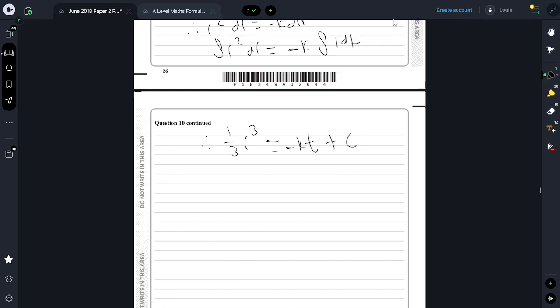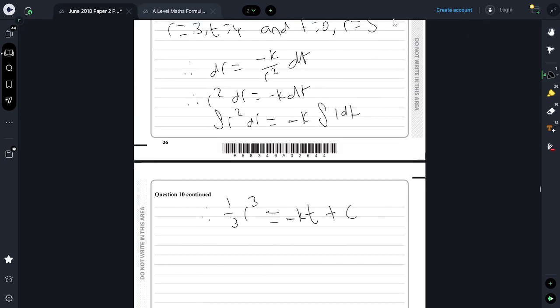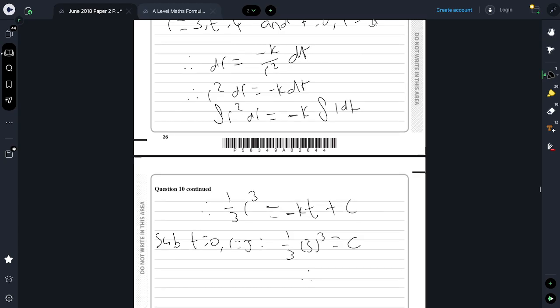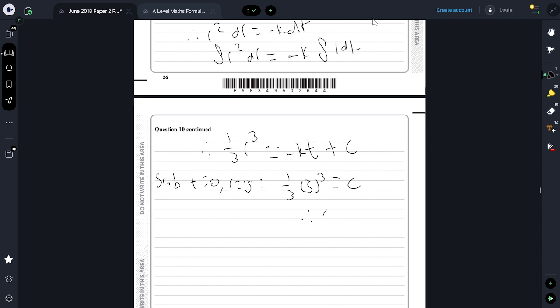Okay. Well, actually, now we can bring that information in. So sub in t equals 0. I think let's start with the easy one, right? At t equals 0, r is 5. So that means a third of 5 cubed equals c, right? Because t goes to 0. So c then is, if we substitute this in the calculator, 125 over 3.